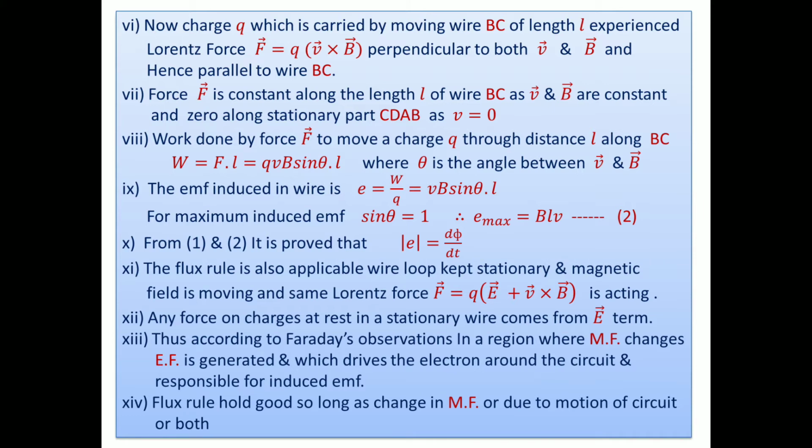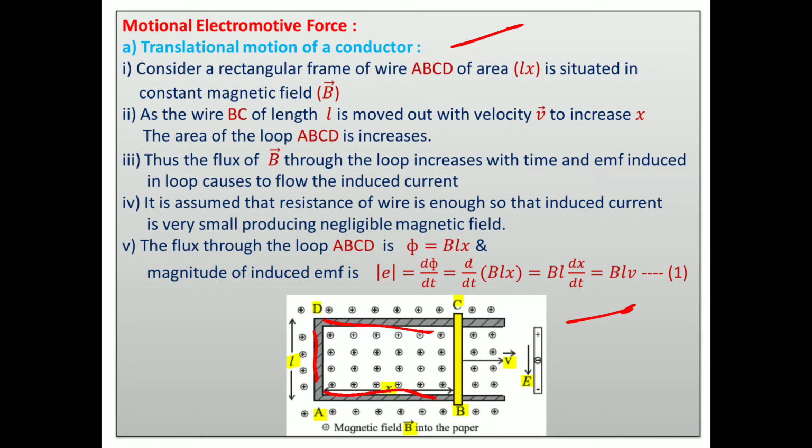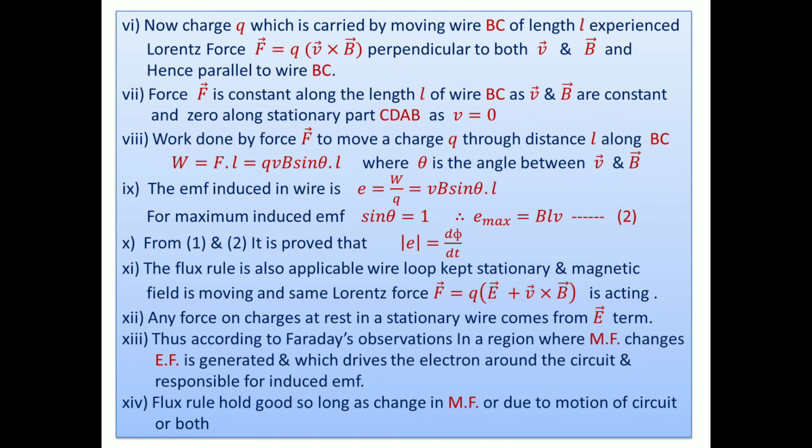Theta is the angle between V and B. But look at this figure: here velocity is in the plane of the paper, towards the right, and the magnetic field is inward, which means velocity and magnetic field are perpendicular to each other. That's why theta is 90, so sin theta is 1. So the maximum EMF induced is Emax equal to BLV.